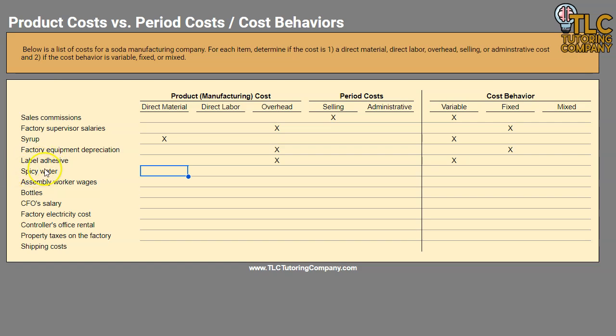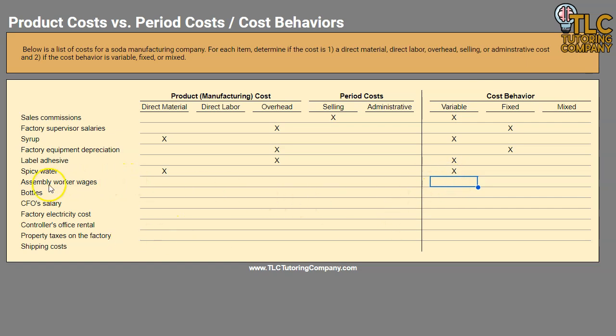What would the carbonated water be considered? Would that be a product cost or a period cost? Definitely a product cost. And it would be one that we could go ahead and directly trace to the product being manufactured. That would be considered a direct material. It's going to go up as we produce more. The cost is going to increase as we produce more. So that will increase with level of activity.